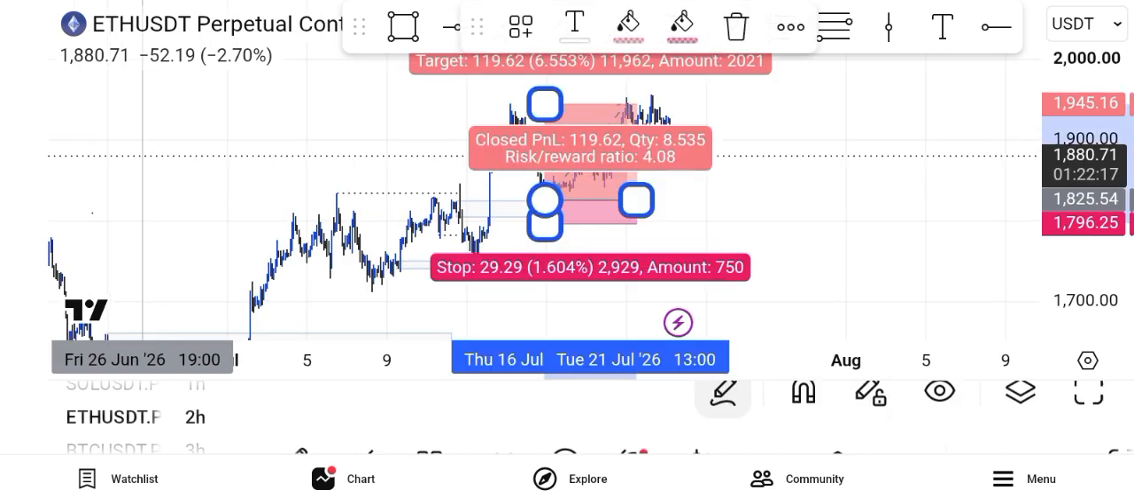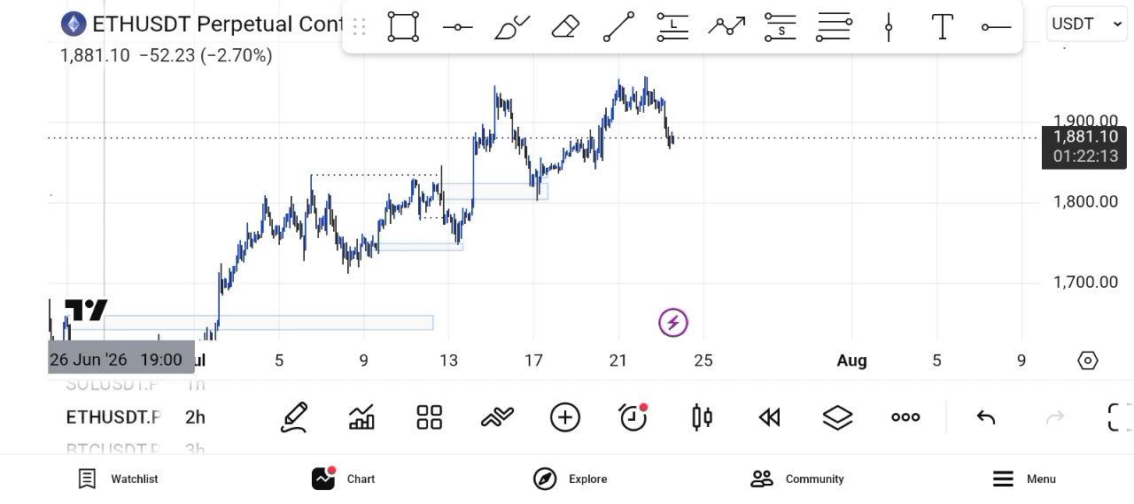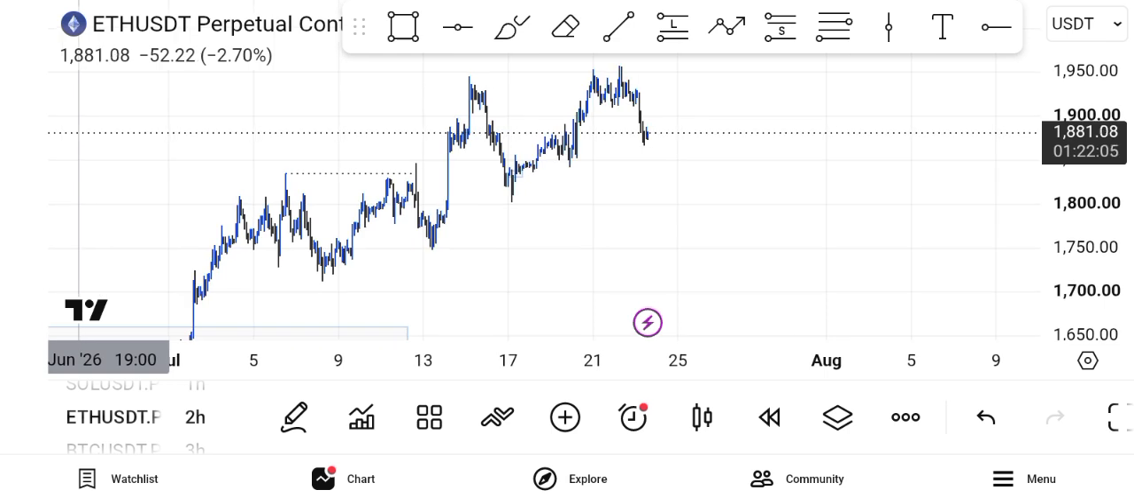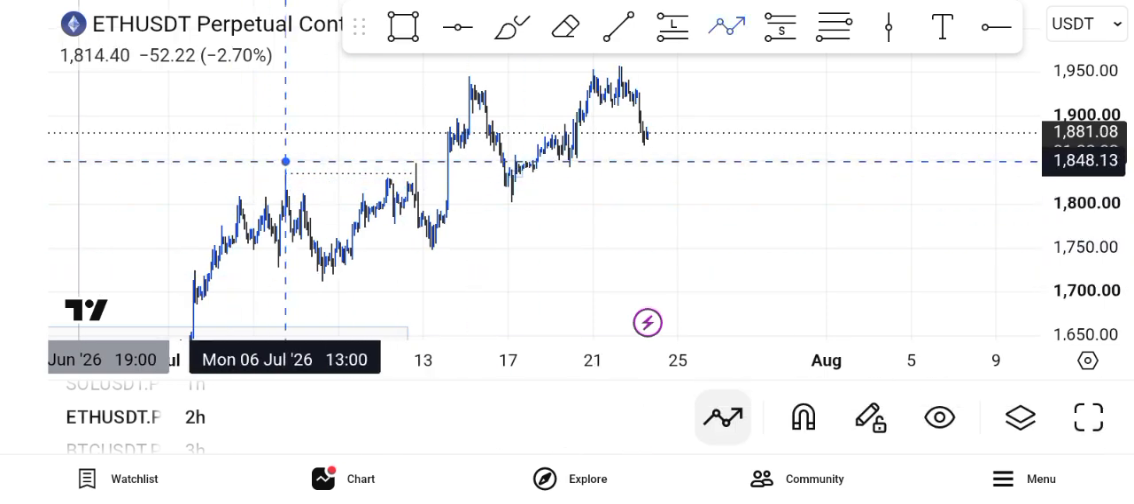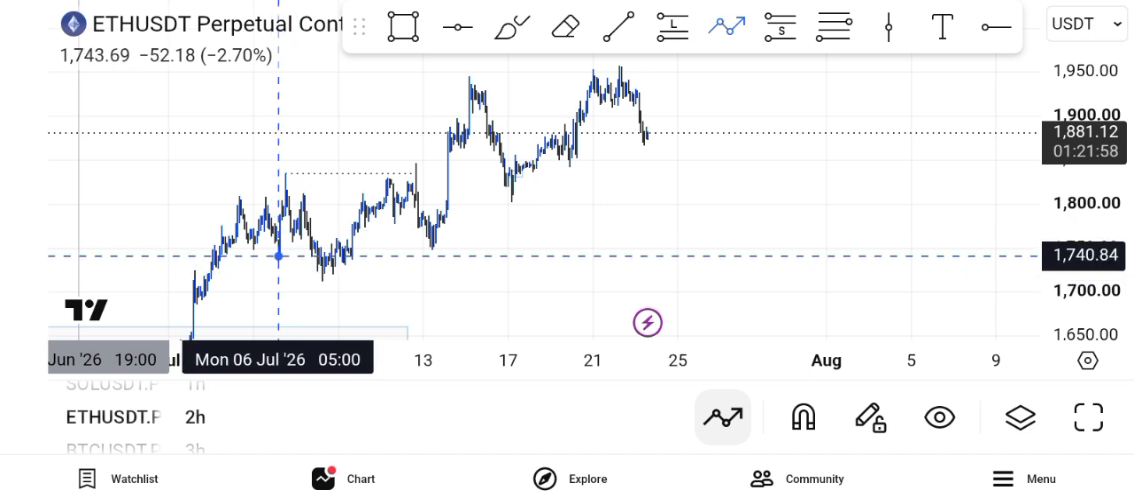So I took this trade. This was the last trade I took on Ethereum. If you notice what Ethereum has been doing here, let me take all of this out. If you notice the movement Ethereum has been giving us, it has been giving a series of uptrending flow of the market, creating a series of highs and lows.